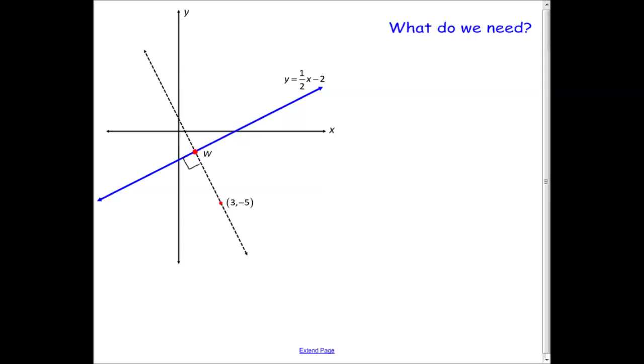There are a number of algebraic tools that allow us to find the intersection of two lines. It can be done graphically or algebraically, but those tools rely on the fact that you know the equations of both lines, and we only have the equation of one line. So is there a way that we can come up with the equation for this dotted black line? And what do we need in order to find it? We have the coordinates of one point on that line, the point (3, -5), but we also know something about the slope of that black line.